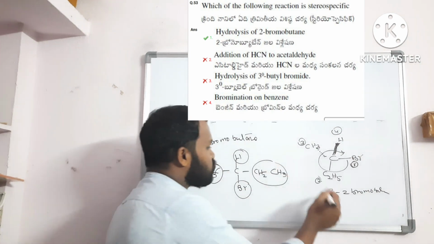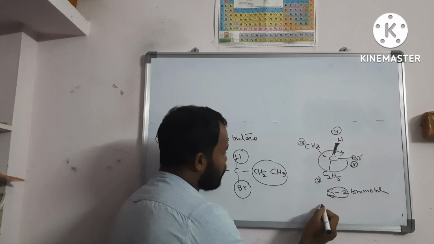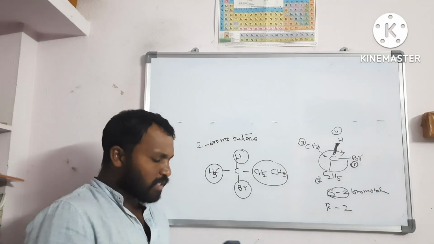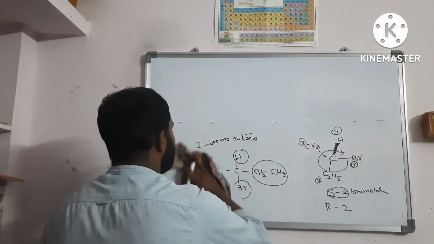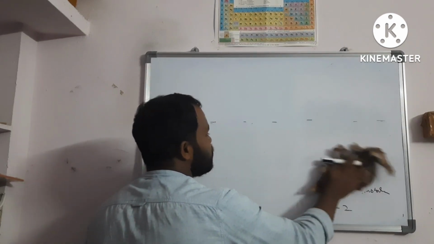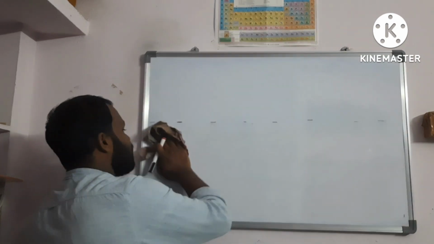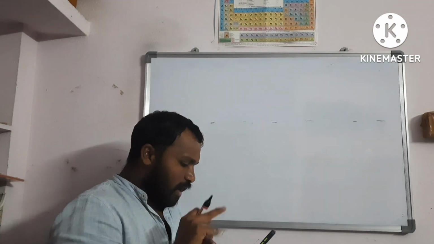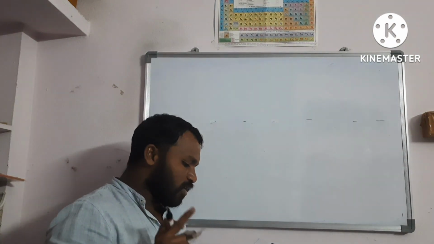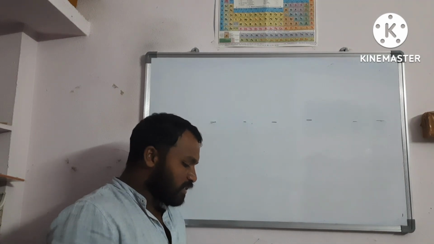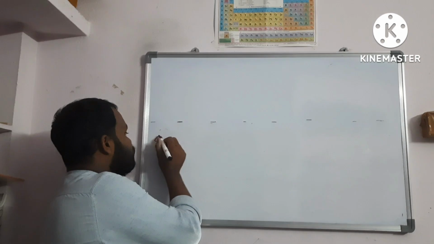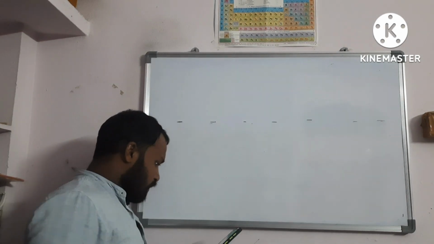So we will get the S-2-bromobutane, and R-2-bromobutane we will get. So what is meant by stereospecific? If you take the cis compound, you will get the cis product: cis reactant, cis product; trans reactant, trans product. Similarly, out of all this, we will get only one possibility for the hydrolysis of 2-bromobutane, that is a stereospecific reaction. Next, question number 54, option 1 is correct.